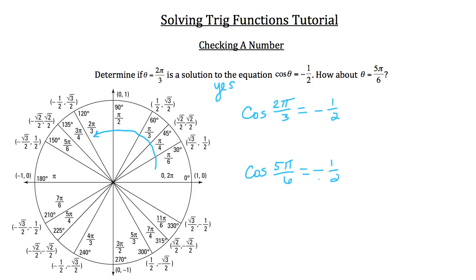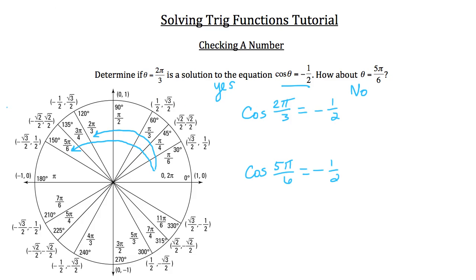So we want to travel around the unit circle until we hit 5 pi over 6 radians. Then we want to check the cosine value, so the x-coordinate of that value, to see if it's negative 1/2. And in this case, it's negative root 3 over 2, which is not negative 1/2. So this is not a solution to this equation, cosine theta is equal to negative 1/2.